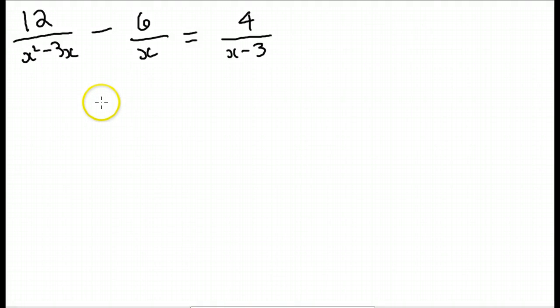Okay, let's get to something more likely what we're going to see. So we have to do some factoring here. So that's the first step. Generally, in anything to do with rational expressions, factor if you can.